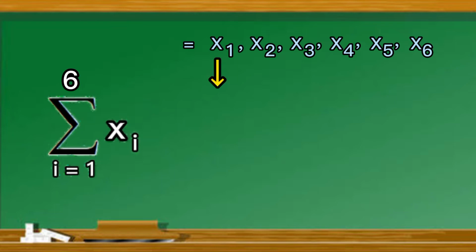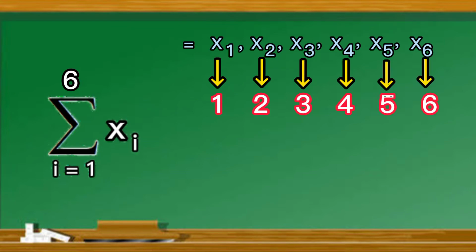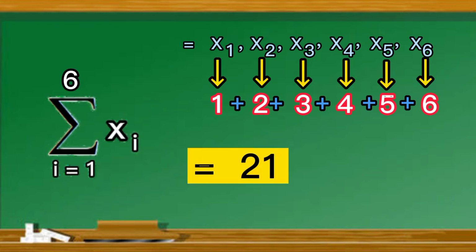So, sa x sub 1, since nagsimula tayo sa 1, ito class na lower limit which is i equals 1. So, meaning to say, nagsimula tayo sa 1. At nagtapos tayo sa 6. So, we have 1, 2, 3, 4, 5, and 6. Now we are going to add all these terms. So 1 plus 2 plus 3 plus 4 plus 5 plus 6. Then simplify, we get 21. So meaning to say, the sum of x from 1 to 6 is equal to 21.